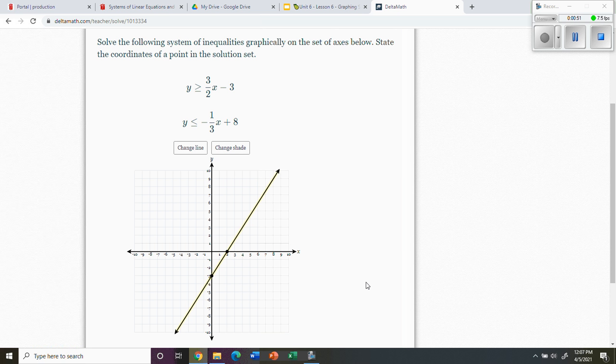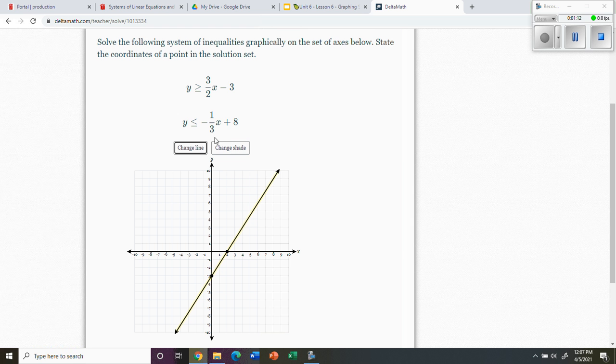Because it's greater than or equal to, it's going to say solid. If it was just greater than, then it would be a dash. But notice how they have the two buttons, either change line or change shade. Like I said, if it was dash, you would click on that to change it to dash. But since it's solid, you just keep it at solid.